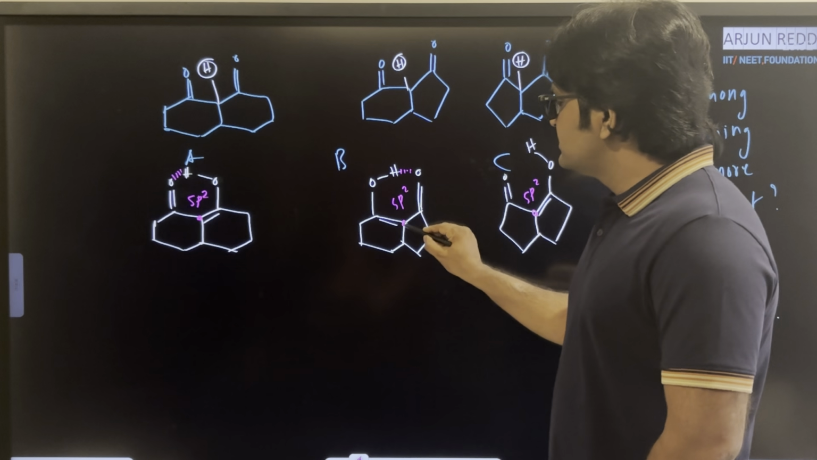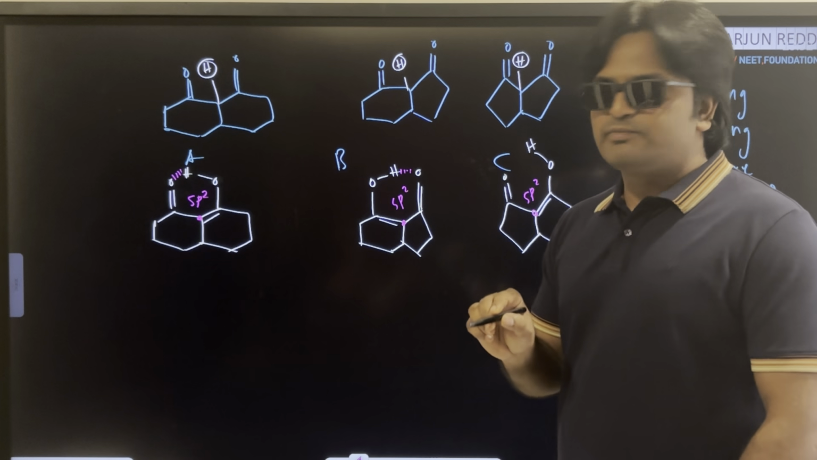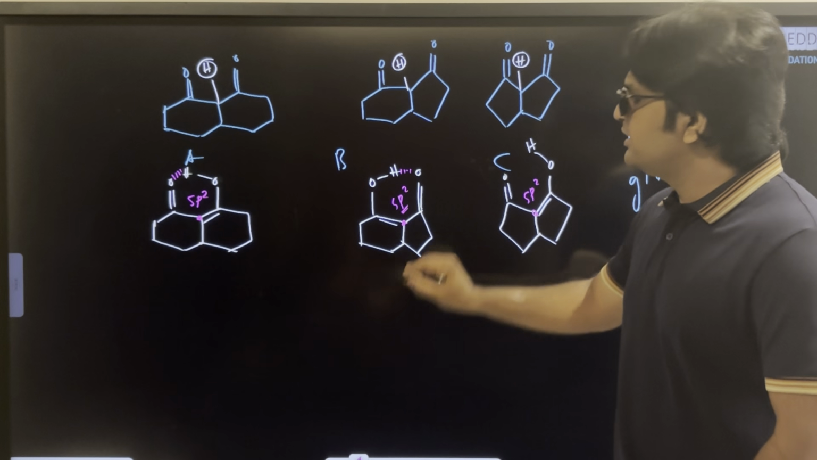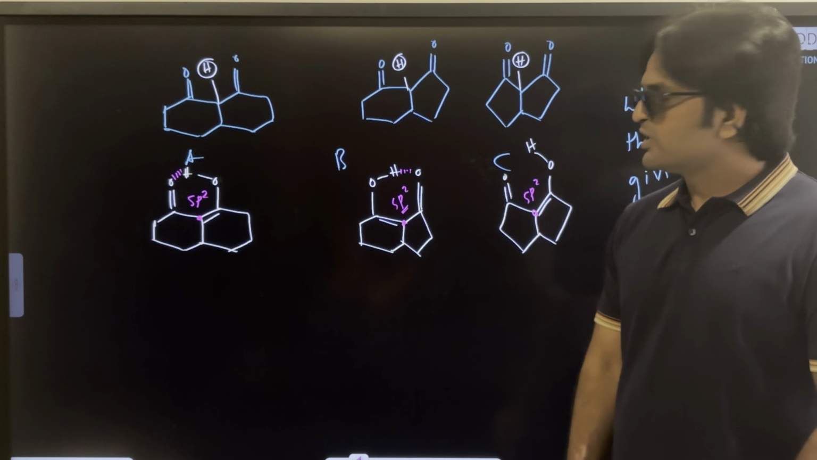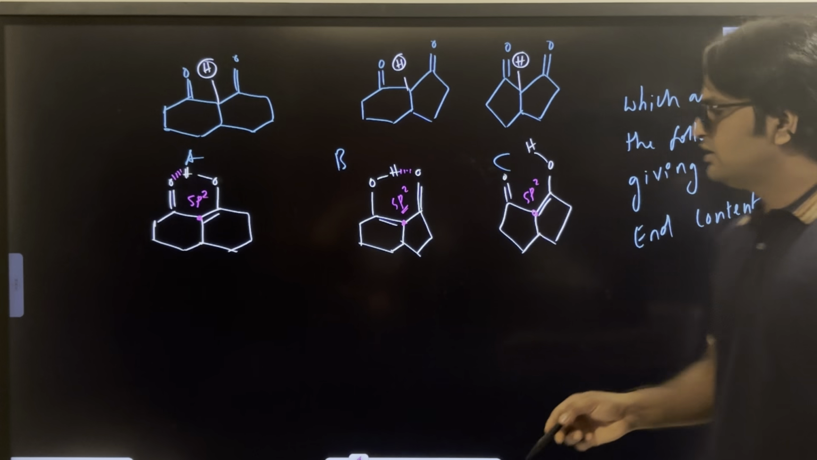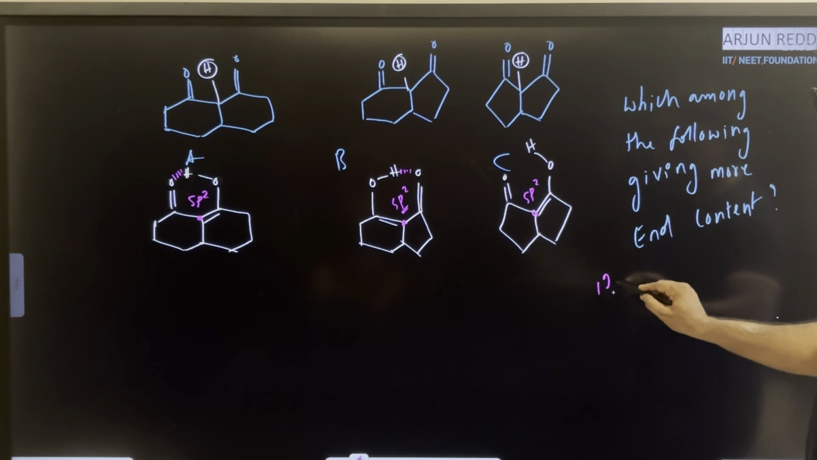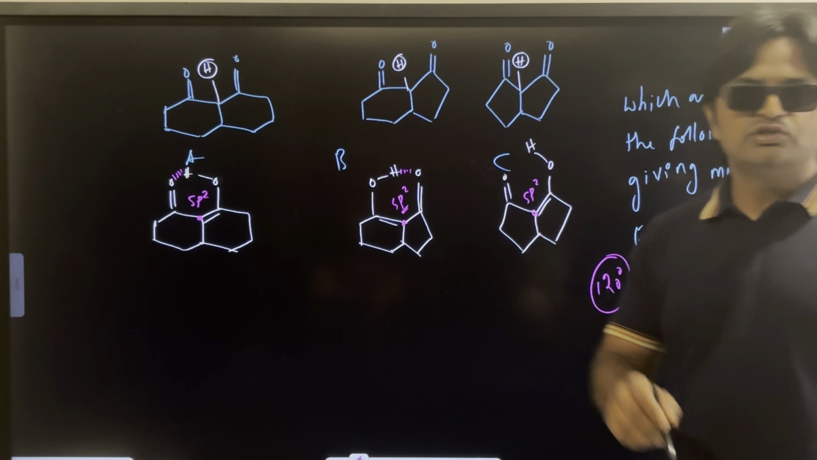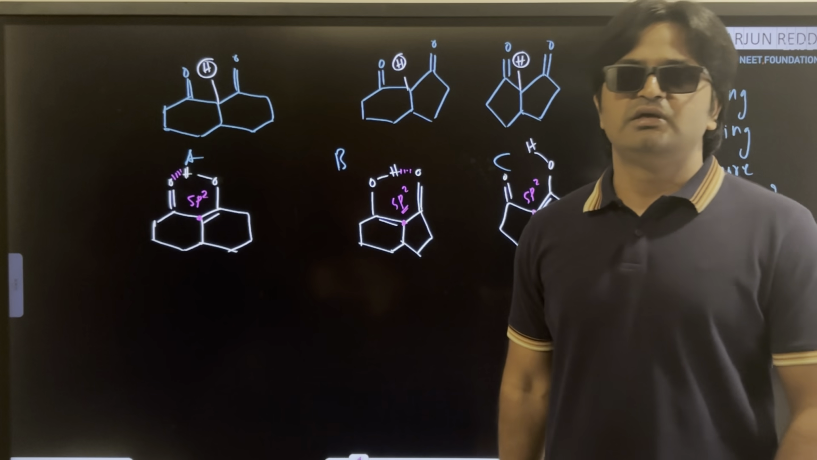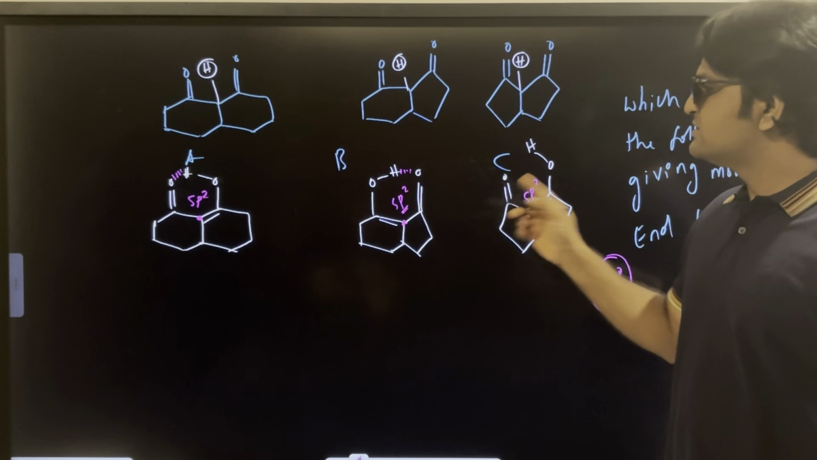Now whenever ring size is less and hybridization is sp2, just look at this 5-membered ring carbon atom. What is the hybridization? sp2 hybridization. So once sp2 hybridization is present, what is the required bond angle? The required bond angle should be 120 degrees. So whenever ring size decreases, the bond angle strain increases. Ring size decreases, bond angle strain increases.